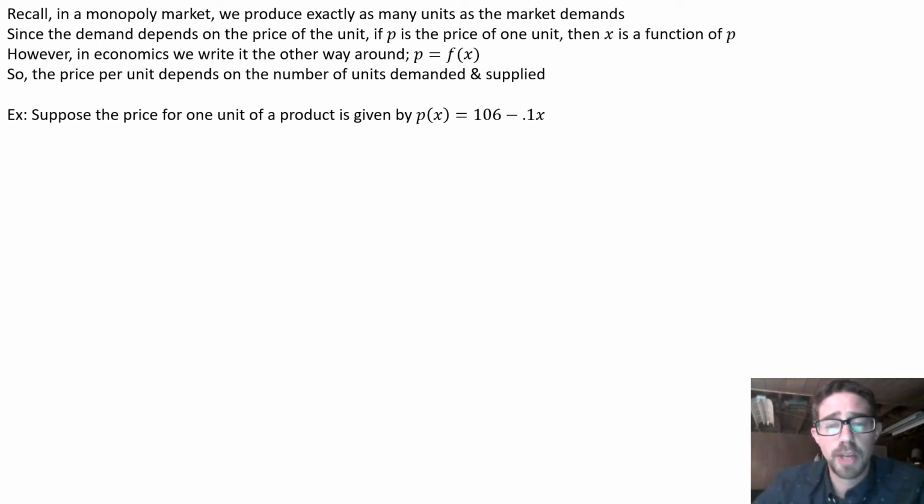Okay, so here we have a price that literally depends on X, right? So you see what I mean? P is a function of the variable X. So we're thinking of the price we charge for 1 unit as being a function of how many units we produce. And it's 106 minus 0.1 times X. X is always the amount of units we're producing.